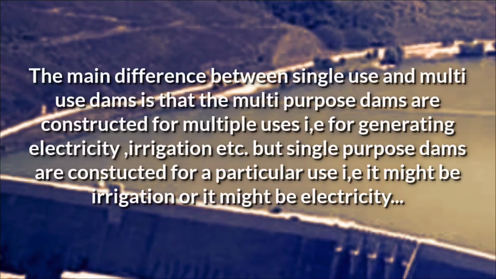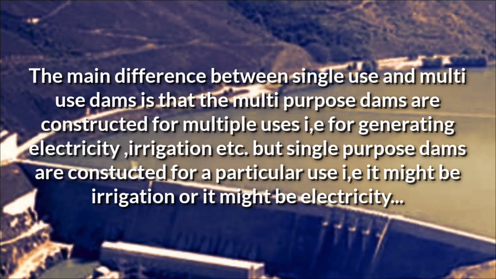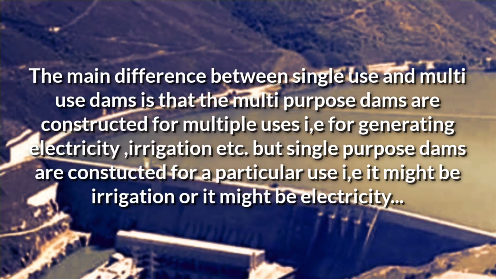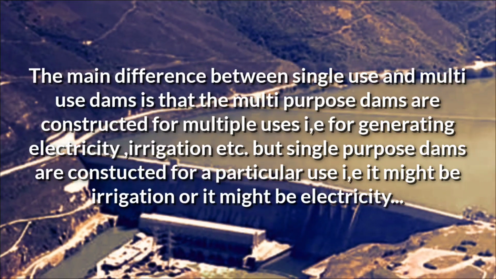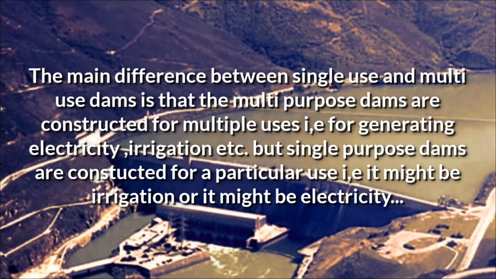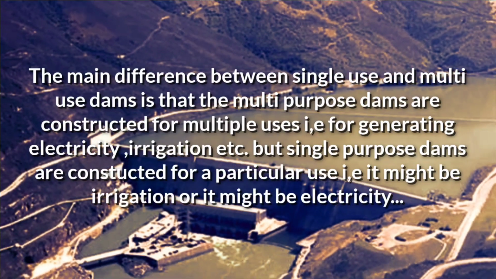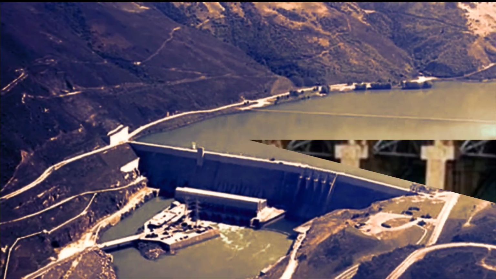The main difference between single-purpose and multi-purpose dams is that multi-purpose dams are constructed for multiple uses, such as generating electricity, irrigation or navigation. But single-purpose dams are constructed for a particular use, like irrigation or electricity.